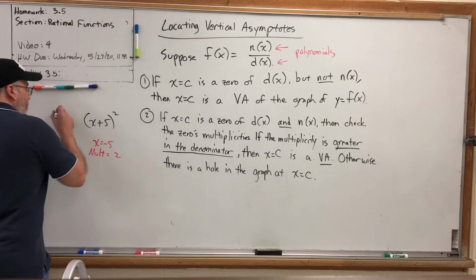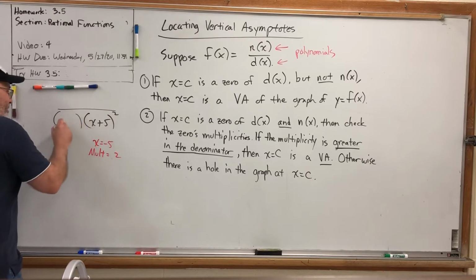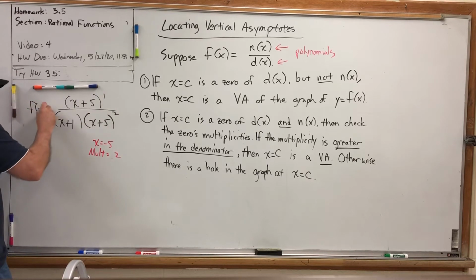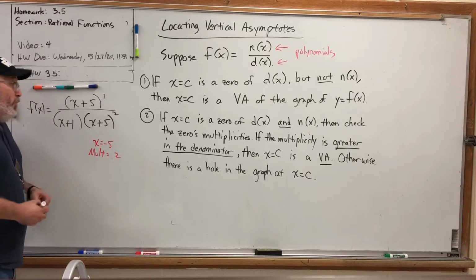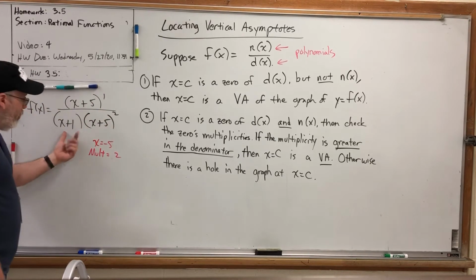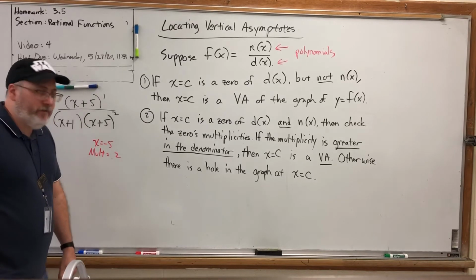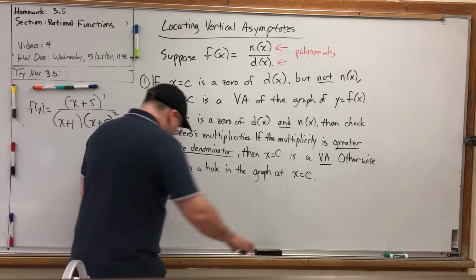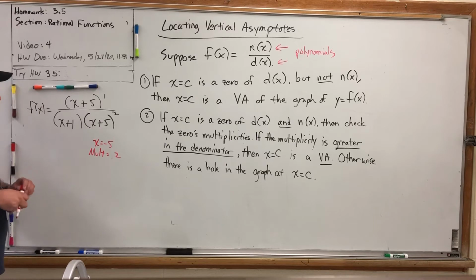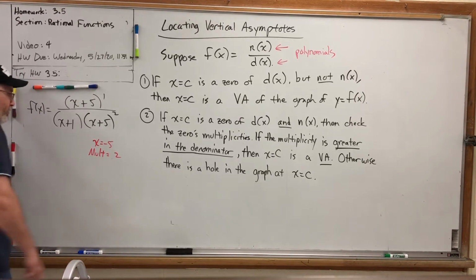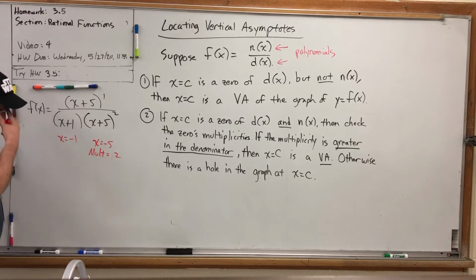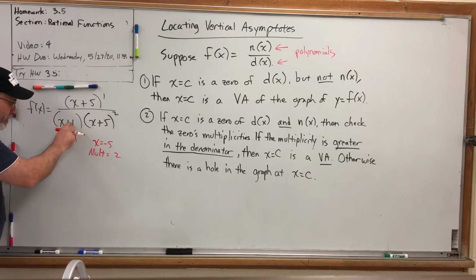I'll give you an example. Let's say that we had a function that looked like this. f of x equals, in the top, x plus 5 to the first power, which normally wouldn't be written with the power or the parentheses. And in the denominator, x plus 1, and we also have x plus 5 to the second power. To locate vertical asymptotes, you first look at the denominator and find its zeros. Easy if it's factored. For the factor of x plus 1, its 0 is x equals negative 1. That's the value that makes this factor equal to 0.